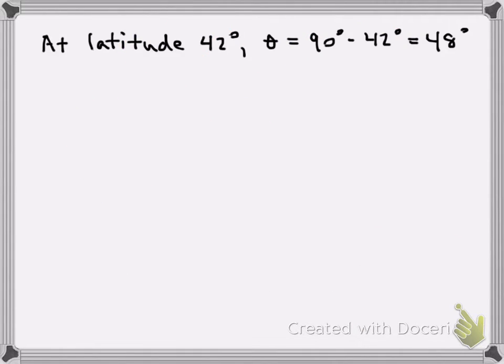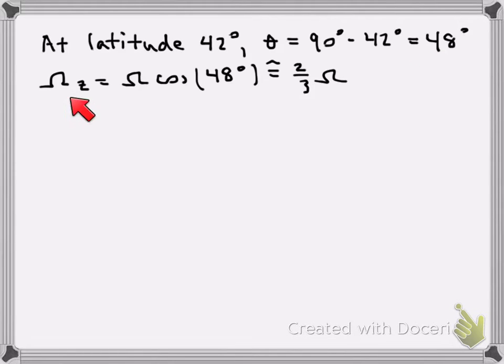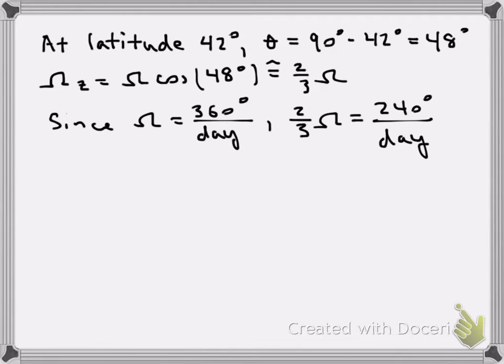Taylor explains it slightly differently. He says, let's take latitude, for example, 42 degrees, which isn't too far from where we are in Pennsylvania. Then the co-latitude theta is equal to 90 minus 42 degrees, or 48 degrees. That means omega z is omega cosine 48 degrees, which is about 2/3 of omega. Now, omega goes 360 degrees per day. That's the angular frequency of the Earth. And so 2/3 of 360 degrees is 240 degrees a day.